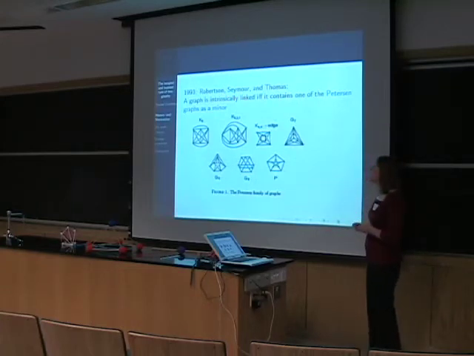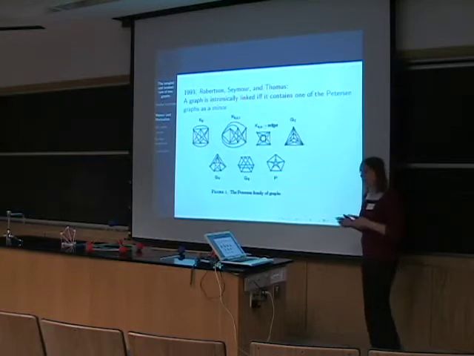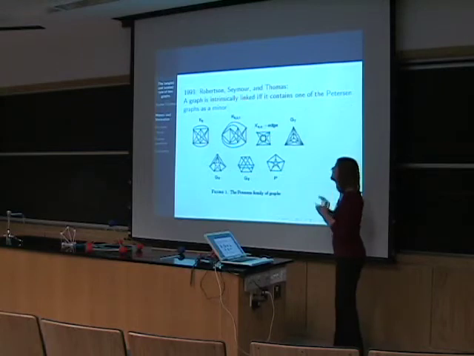And this was huge. They said that a graph is intrinsically linked if and only if it contains one of the Petersen graphs as a minor. Now, a minor of a graph is a graph that's found from the original by triangle-Y or Y-triangle exchanges, which is similar to a subgraph. So we'll just leave it at that.